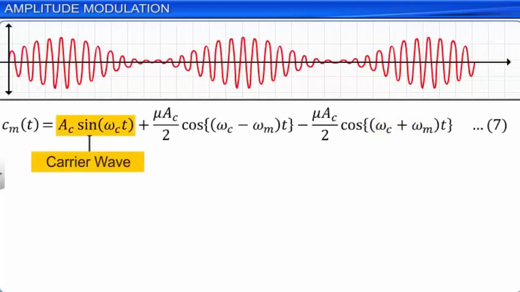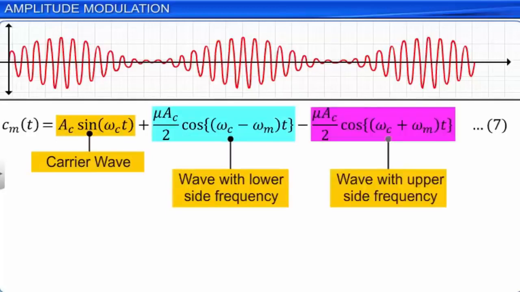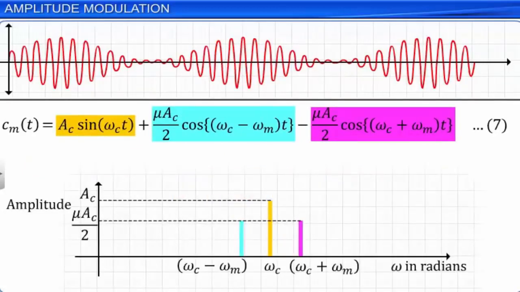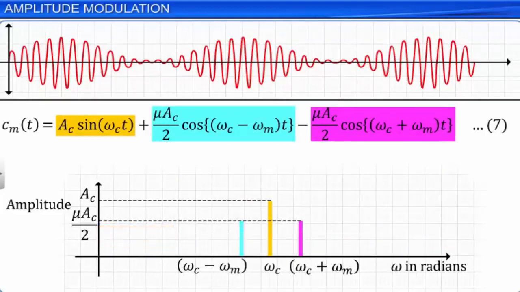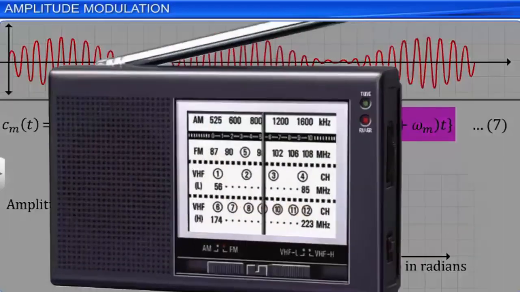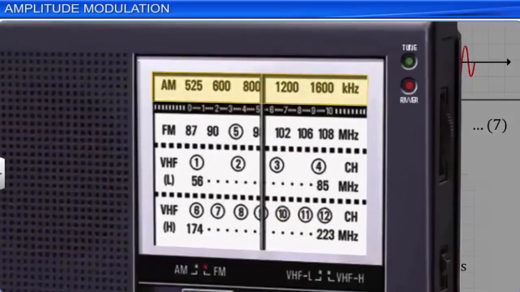The lower and upper side frequencies form the side bands of the transmission spectrum of the amplitude modulated signal. The range of frequencies between the side bands of an amplitude modulated signal defines the bandwidth required for transmission of the signal. Amplitude modulation is used for broadcasting programs by many radio stations. Different radio stations use carrier waves of different frequencies so that their side bands do not overlap. This is essential for proper transmission of signals without interference with each other.